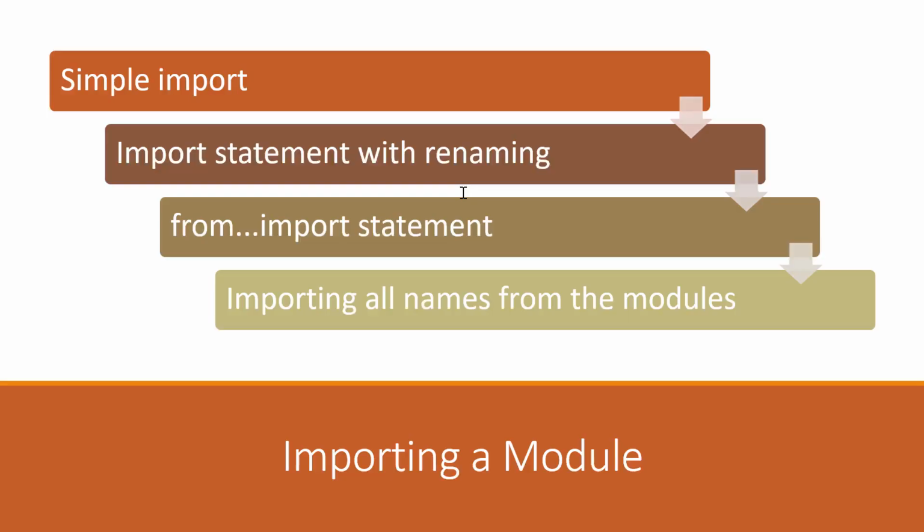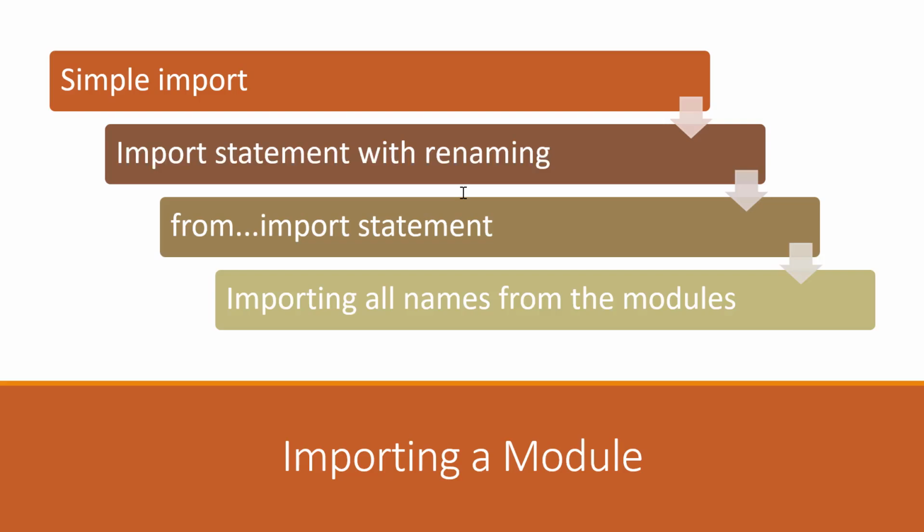Now let's move forward and look at another method of importing a module. The next method includes the use of the from import statement. Rather than importing the entire module, we can also import some specific component from the module. For example, in our info module we have defined 3 functions. If I want to import only one function, I can do that using this from import statement.